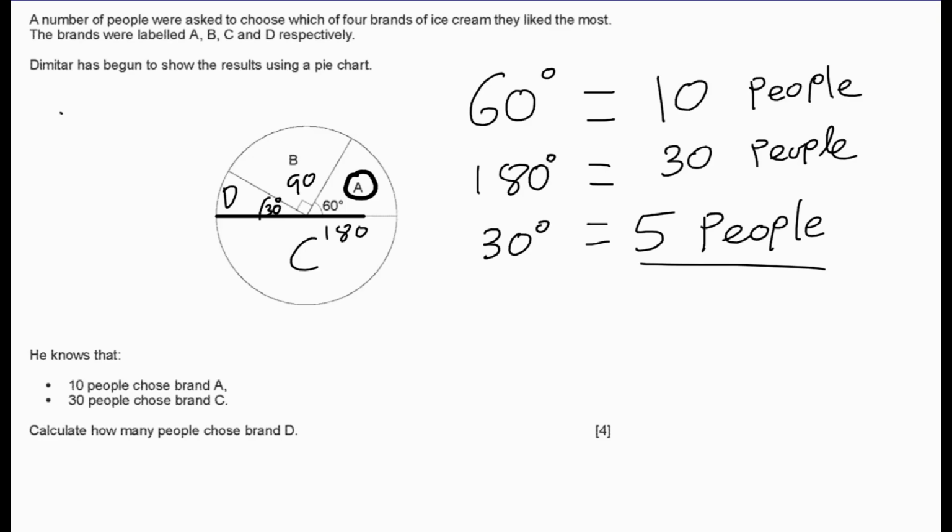Occasionally, you'll have a question like this where there's a pie chart, but you don't need to use a protractor, or indeed, the pie chart might be drawn inaccurately, so you can't. Here's a GCSE question for you to try. Please pause the video now and have a go, and when you're ready for the answers, press play.